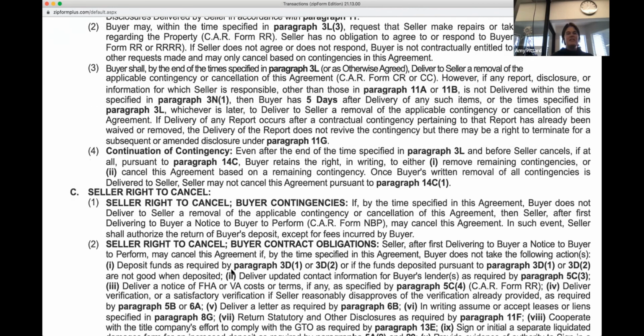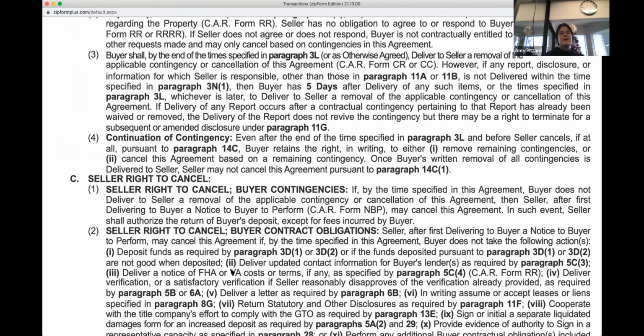Continuation of contingency. Even after the end of the time specified in paragraph 3L and before seller cancels, if at all pursuant to paragraph 14C, the buyer retains the right in writing to either remove the remaining contingencies or cancel this agreement based on remaining contingency.